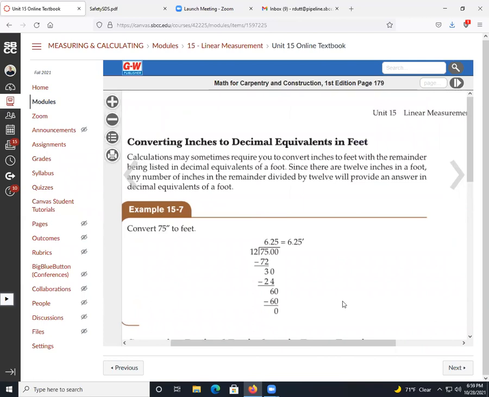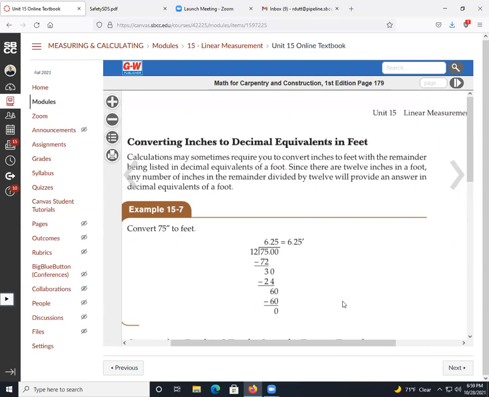Calculations may sometimes require you to convert inches to feet, with the remainder being listed in decimal equivalents of a foot. Since there are 12 inches to a foot, any number of inches in the remainder divided by 12 will provide an answer in decimal equivalents of a foot.